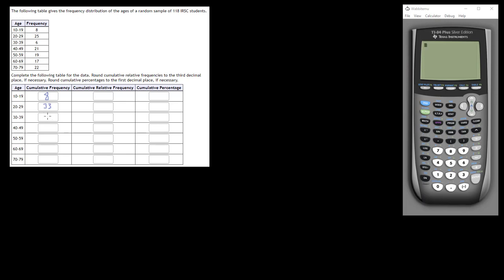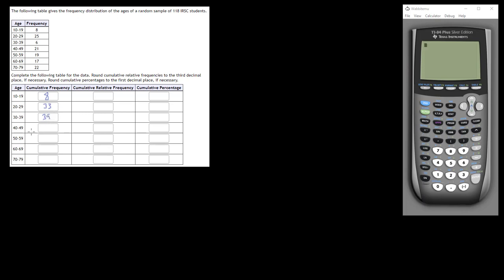And then we repeat that as we work our way down the chart. The cumulative frequency of the class 30 to 39 is going to be 6 plus any of the frequencies that came before it. So 6 plus 25 plus 8. Well, I already know what 25 plus 8 is. It's 33. So I need to do 6 plus 33, which gives us 39.